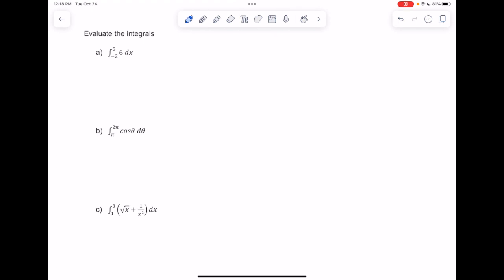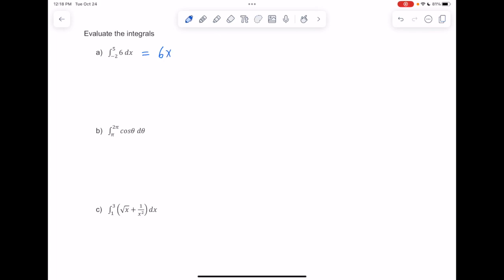All right, let's go ahead and use the Fundamental Theorem of Calculus to make some definite integrals a little bit easier to do. So they want us to evaluate the following integrals. The first one is the definite integral from -2 to 5 of 6 with respect to x. So according to the Fundamental Theorem of Calculus, our main job is to think of an antiderivative for the inside function. So the inside function is a constant 6, so its antiderivative would be 6x, or at least that's an antiderivative.